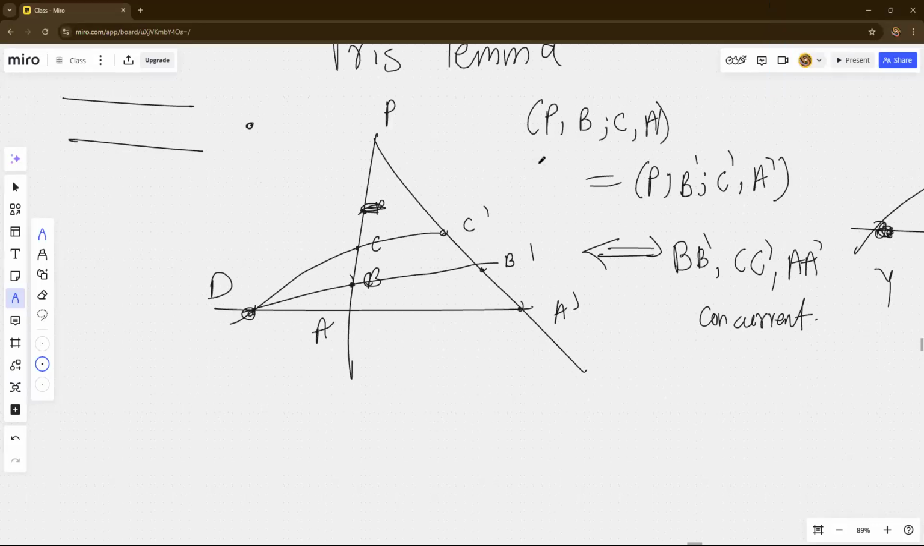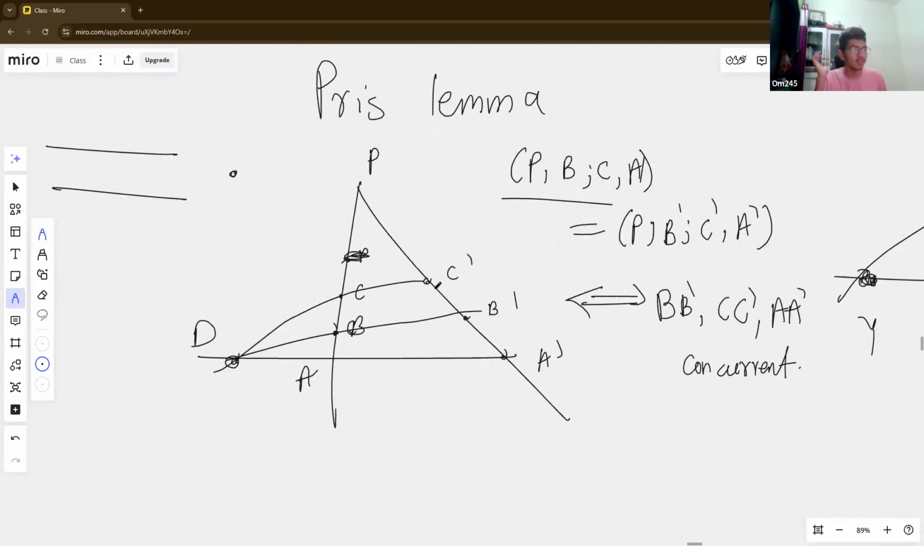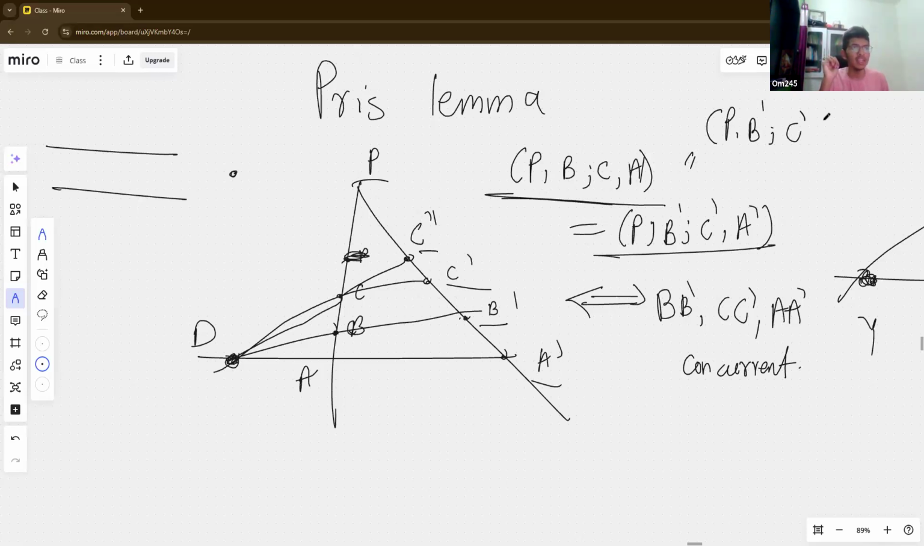Can you guys see how you prove this? If you consider BB dash intersecting at D, and now you project from D to some point C double dash, then this cross ratio will be the same as this cross ratio. So this will be equal to the cross ratio of A, B dash, C double dash, D dash. And because both cross ratios are the same, we can say by lengths that C dash is equal to C double dash.